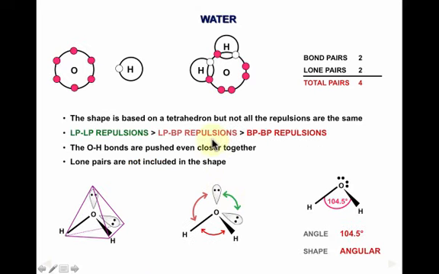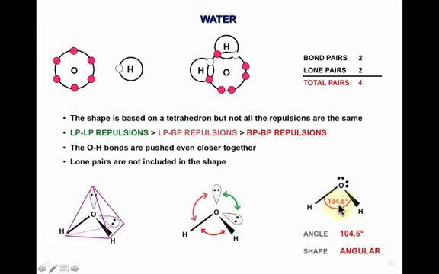Okay, what about water? So in water we have 2 lone pairs and 2 bonding pairs. So we're going to have a shape based on a tetrahedron again, but we're going to have a lot of repulsions. Lone pairs repel lone pairs a lot. They repel bonding pairs quite a bit. Bonding pairs repel each other the least. So the shape we're going to end up with is going to be even more squashed than the bond angles in ammonia. So we're going to have 104.5 degree bond angles.